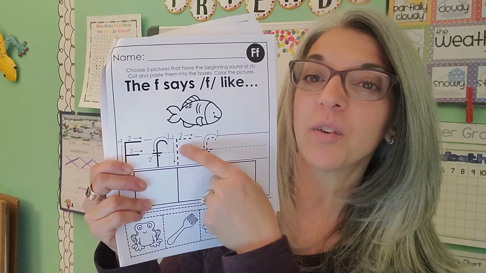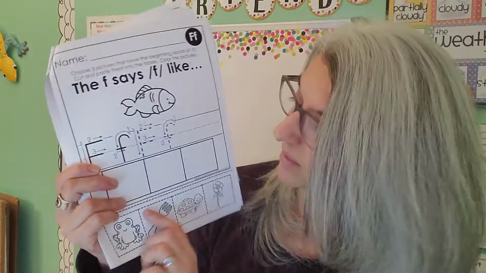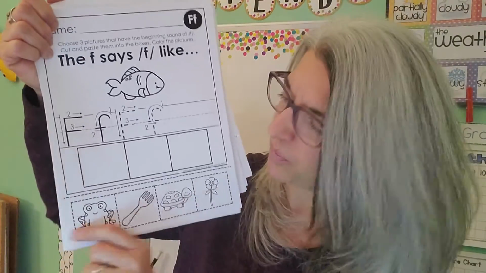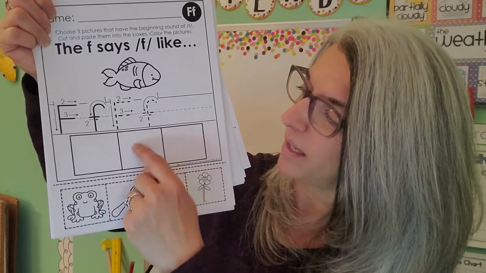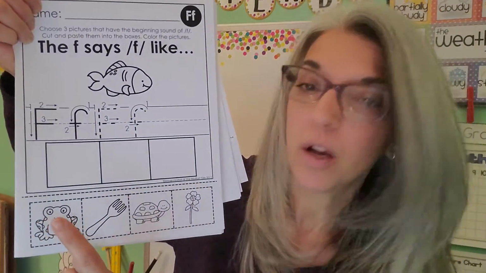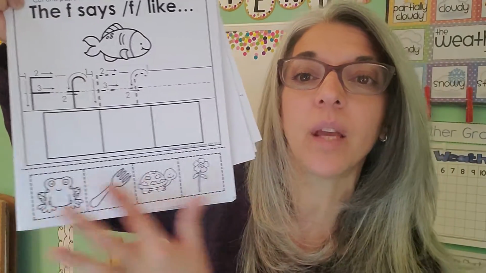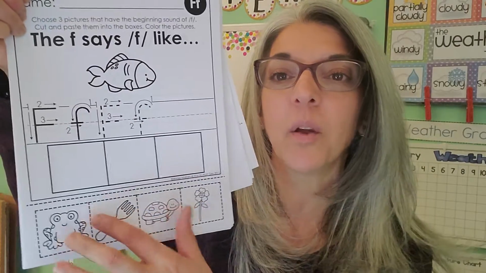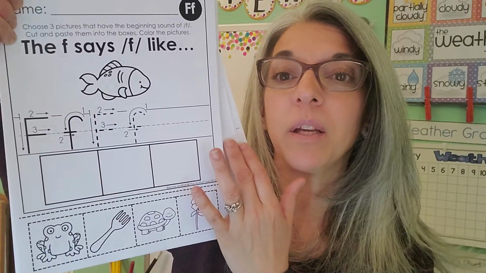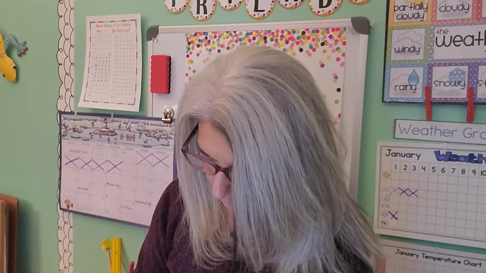fish. So you're going to trace your capital and lowercase f, and then make a capital and lowercase f. And then we've done this page before, find the words that go up here. The words up here have to have f at the beginning. So frog, fork, turtle, and flower. So say those words and see if you can hear f. And those ones are the ones you're going to cut out, glue up here with a glue stick, and then color.